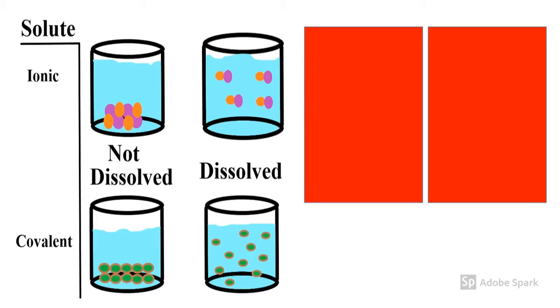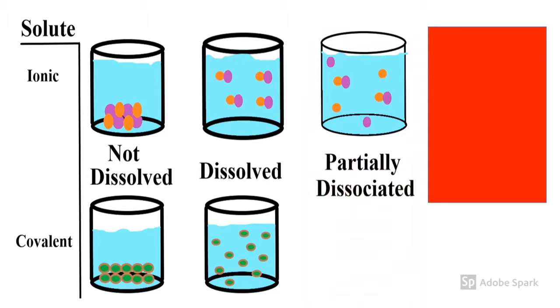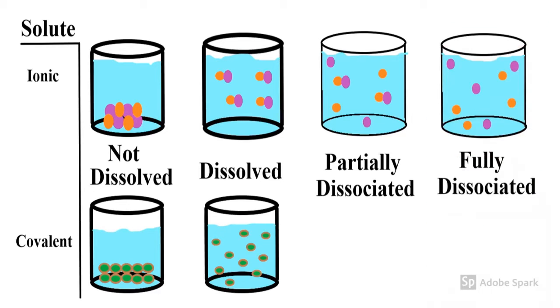Now, the property of dissociation is something that only ionic compounds experience. This one is partially dissociated, and the reason is because some of these ionic pairs have separated into the water. As you can see, there are 4 pairs to start, and then 2 of them have separated. Fully dissociated would be where all 4 of them have separated into cations and anions, and they're all surrounded by water.